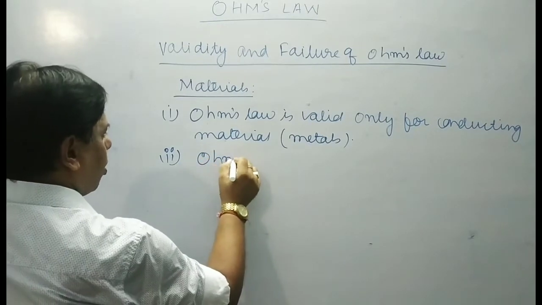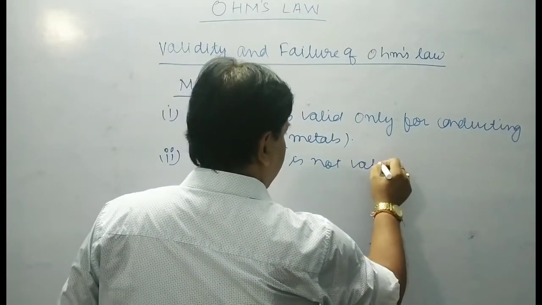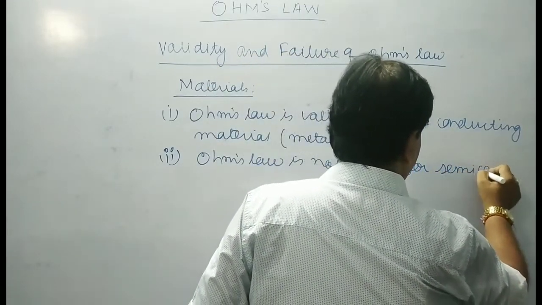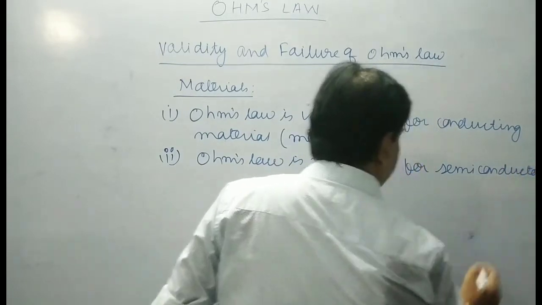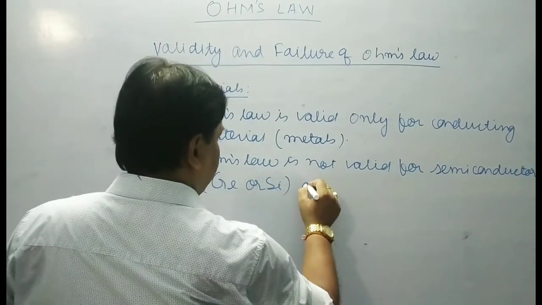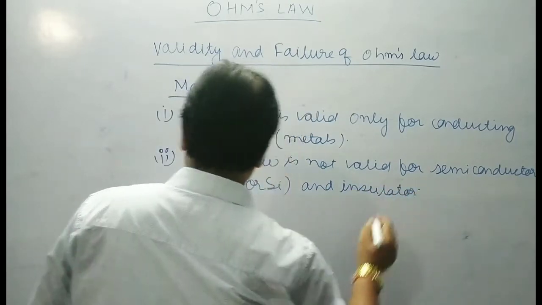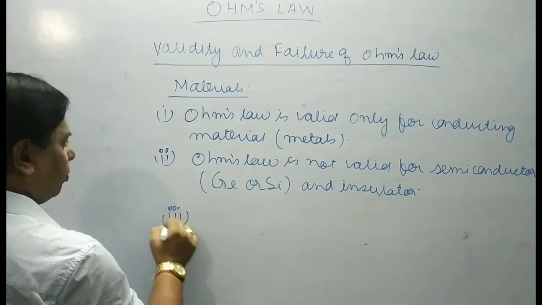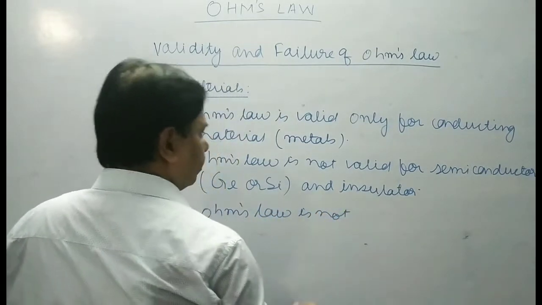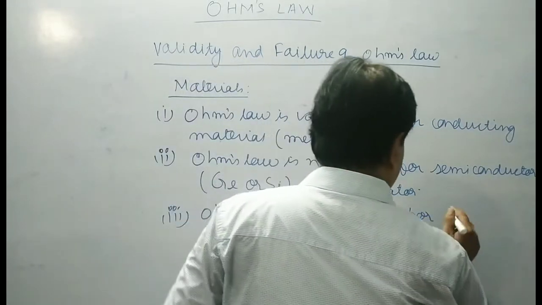Second, Ohm's law is not valid for semiconductor like germanium and silicon, and insulator. Third, Ohm's law is not valid for alloys.